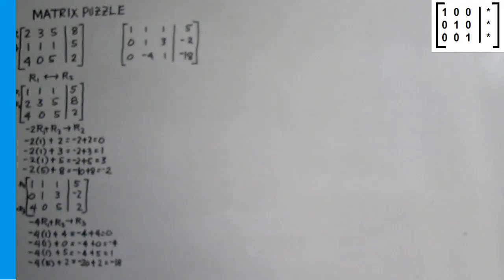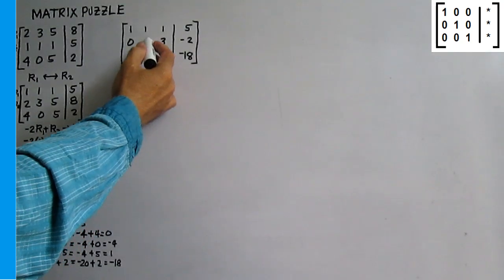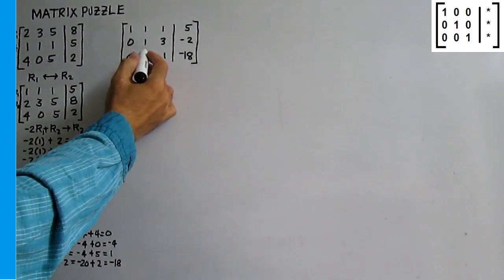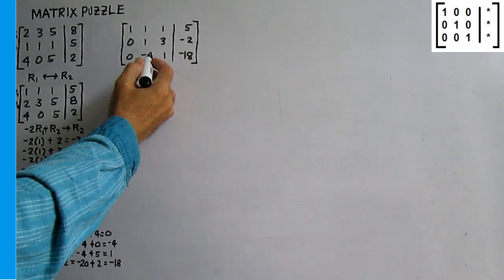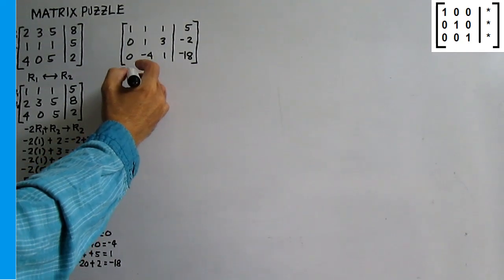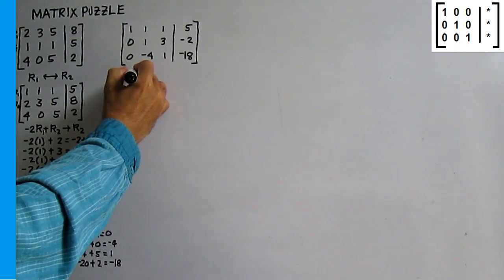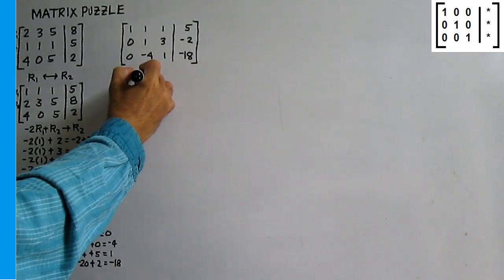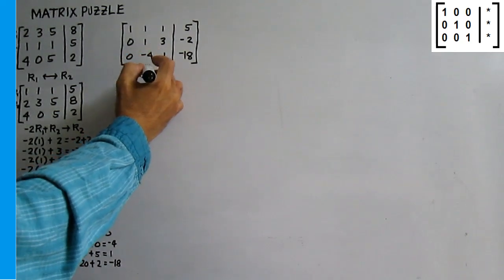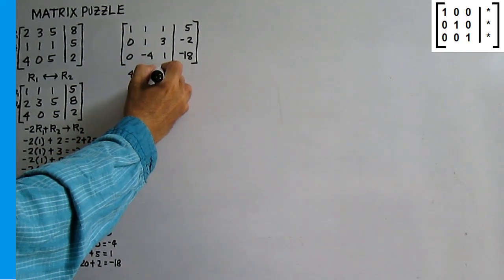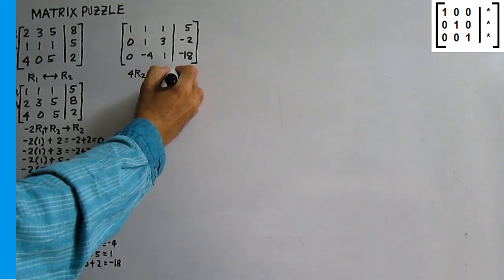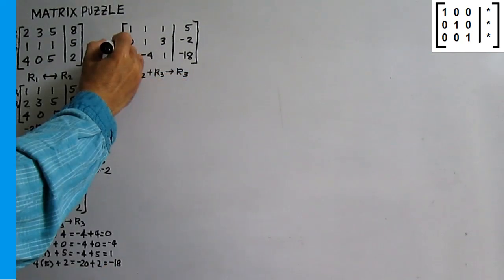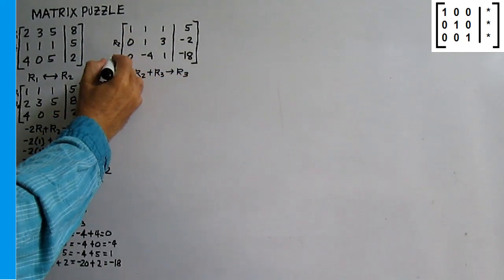We're done with column 1. Now let's proceed to column 2. Since row 2 column 2 is already 1, let's make row 3 column 2 equal to 0. The opposite of negative 4 is 4. So multiply 4 to row 2, add row 3 to replace row 3. This is row 2 and this is row 3.